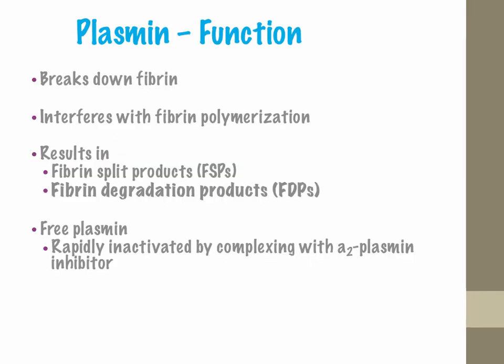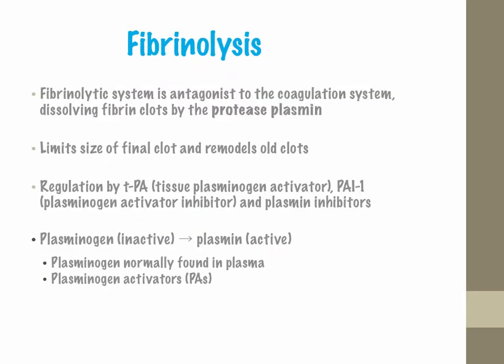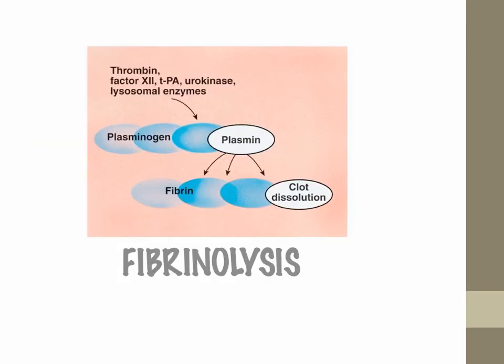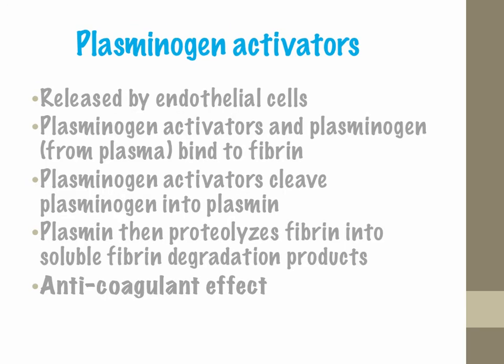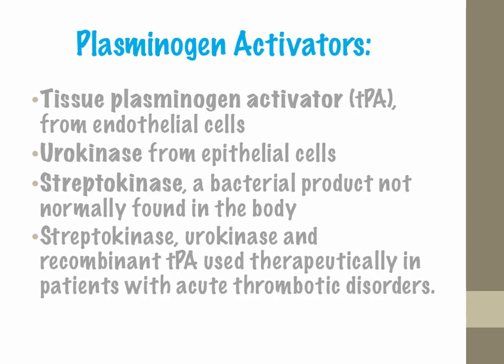And plasmin function. Plasmin itself, let's go back and look at the little cartoon of plasmin. There it is, clot dissolution. Plasmin itself breaks down fibrin, and it results in fibrin split products and fibrin degradation products. Okay, and the plasminogen activators are released by the endothelial cells, and they cleave plasminogen into plasmin, and then plasmin proteolyzes fibrin into soluble fibrin, and you end up with an anticoagulant effect.